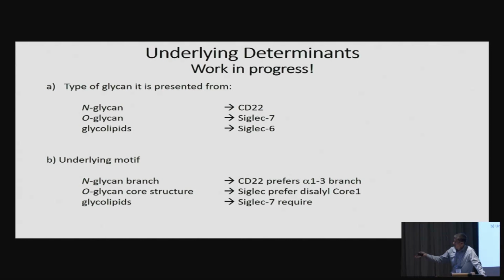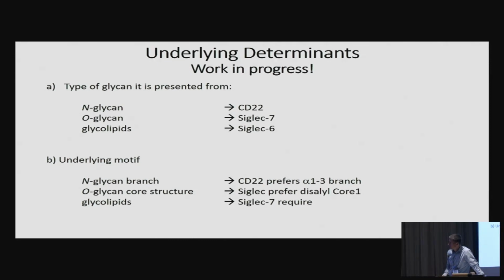So the first thing is the type of glycan that it's presented from. Really well established examples of this: N-glycans, CD22; O-glycans, siglec 7; and glycolipids. I put siglec 6, but we had one paper on that, so I don't think it's that established. But there are other siglecs that bind to glycolipids. So where the sialic acid is presented from absolutely does make an impact on how specific it is for a siglec.